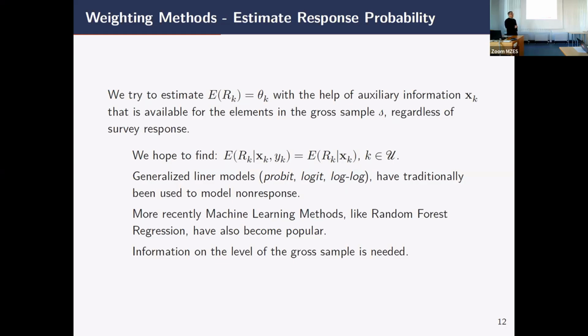And then we can use the estimated response propensities to do unbiased inference. So classic models of doing that is, as I said, generalized linear regression, but you can also use any other method that is suitable to model a binary outcome, which can include some other machine learning methods, random forest regression, and so on. Again, important is that the information is available on the level of the browser.